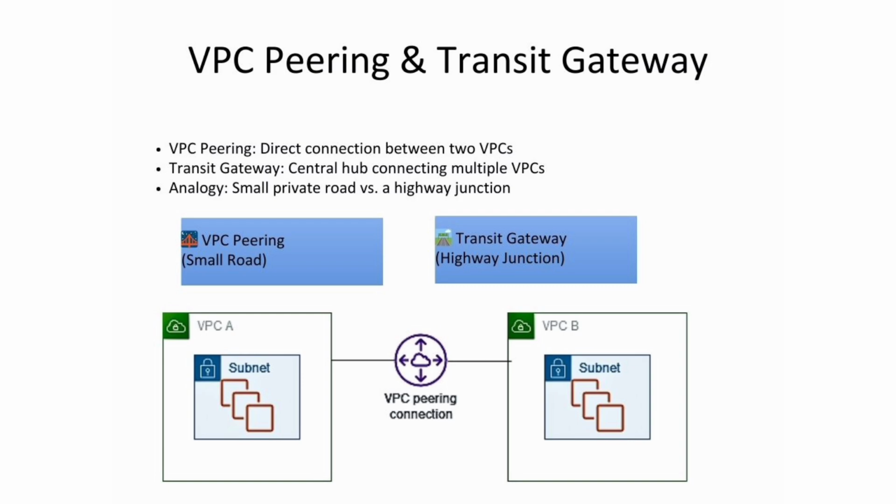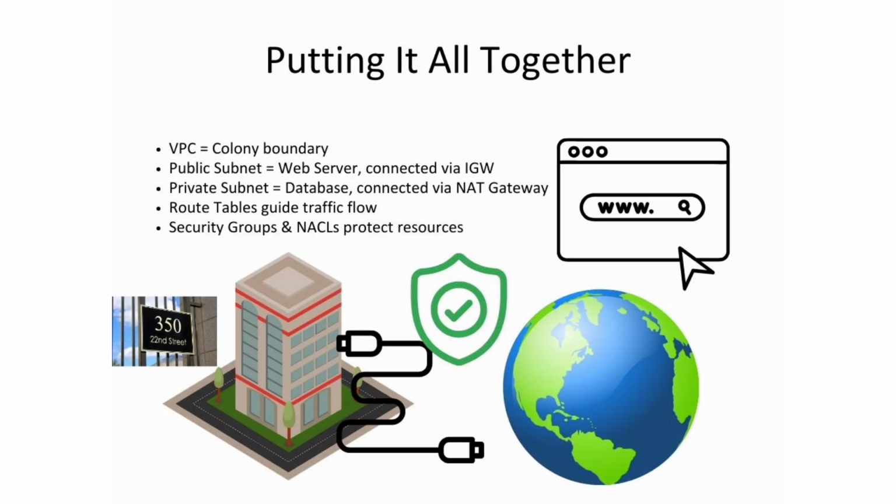Okay, so first let us compare it in a very simple, easy way. For example, you are hosting a website. First of all you have to create a VPC, that is the colony boundary, and you have to add a public subnet and a private subnet, one for the web server and another for the database. You must attach an internet gateway, that is the main gate where users can reach the website, and then you must add a NAT gateway, that is the side gate where private servers can get updates in a secure way. Then you have to configure route tables to guide the traffic. Of course, you have to protect the resources with security groups and NACLs, and then connect multiple VPCs with peering or a transit gateway if needed.